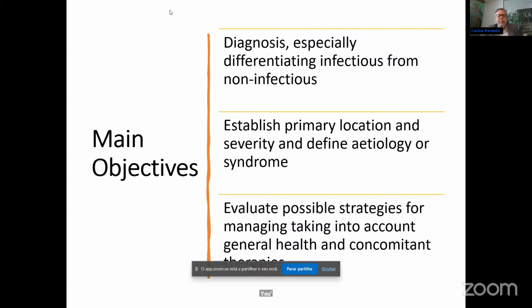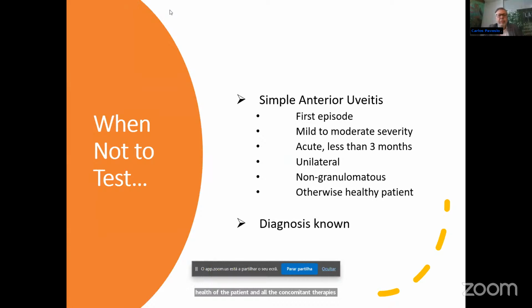And then they evaluate the possible strategies for management, taking into account the general health of the patient and other concomitant therapies. This is maybe a bit contentious. Some of you may disagree, but if it's a simple anterior uveitis, the first episode, in someone who doesn't have any medical history, mild, unilateral, non-granulomatous, you may get away without investigating. Some people may argue, "I'll do an HLA-B27," but the likelihood of finding an underlying disease of significance is very, very small. So these patients might be treated as a one-off and not investigated.